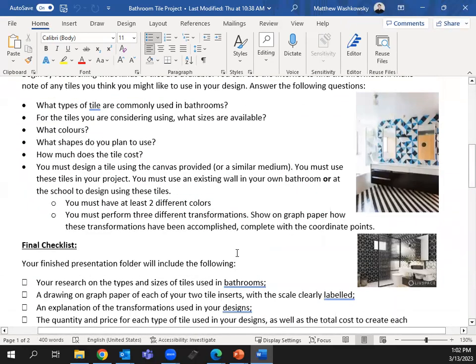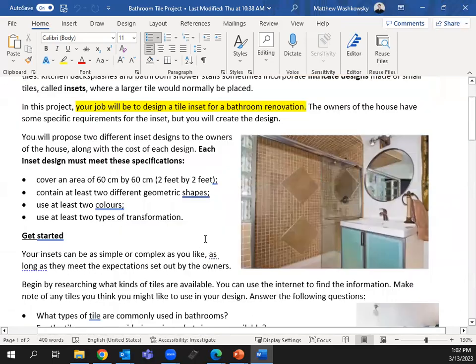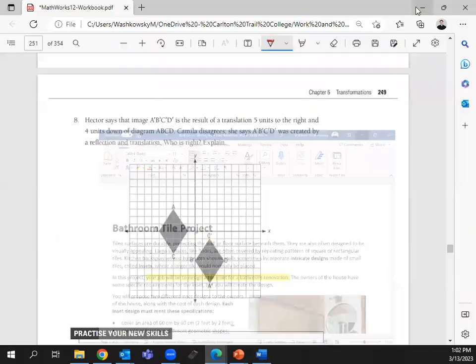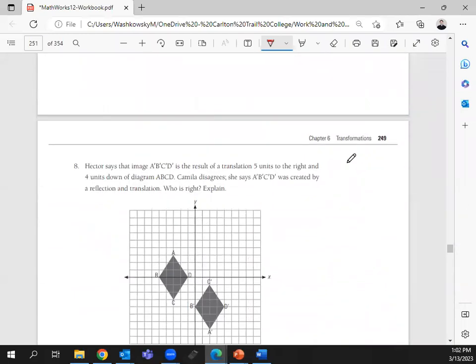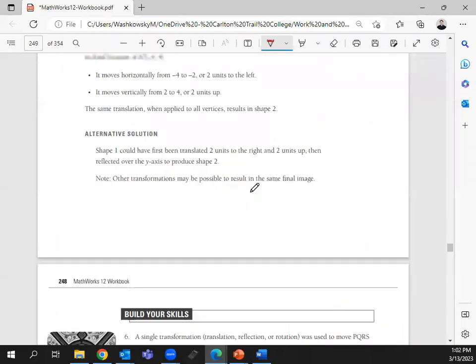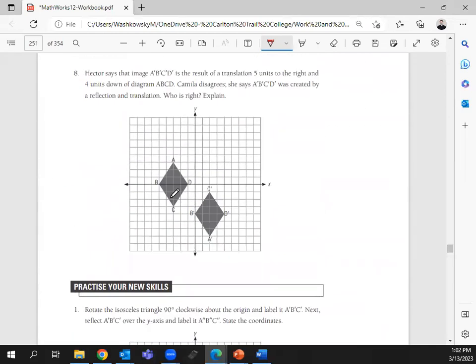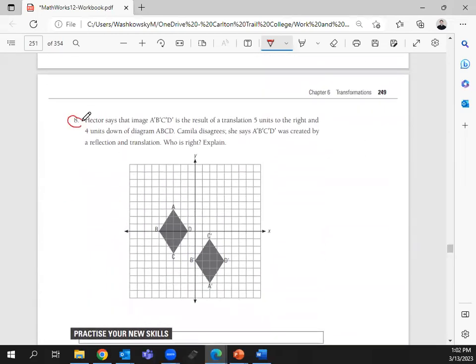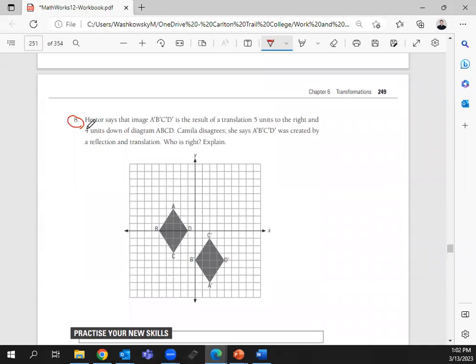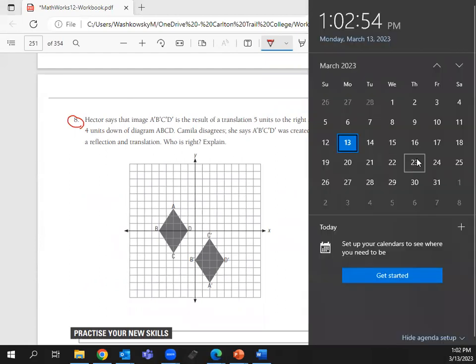So what I'm going to do is for the rest of the day, you guys get time to one, finish the bathroom tile project, and two, try and work yourself up to question number 8 on page 249. So the rest of the day, you get time to do that. The breakdown of this topic is we only have 9 days left. Then you have your departmental. Then this course is done.